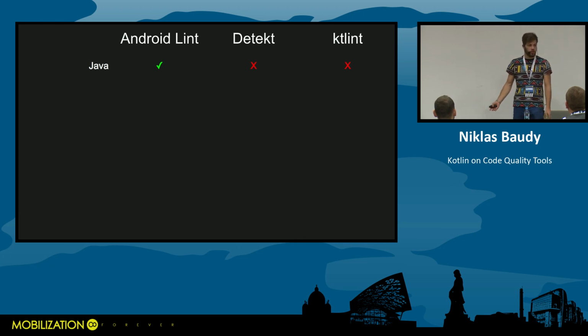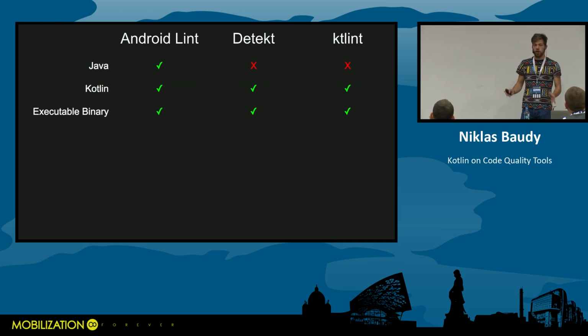Java is supported by Android Lint, not by Detekt and Lint. Kotlin is supported by Android Lint, Detekt, and Lint. And all of them have a binary that you can execute. So you don't need to do something specific. You just have a binary. You pass in the files that you want to check and some configuration, and that's all done.